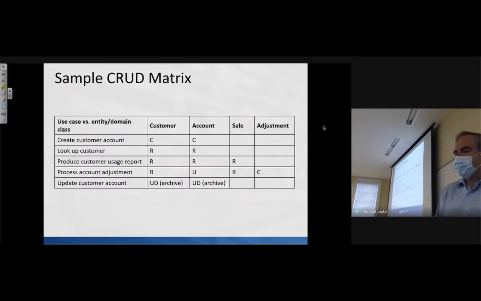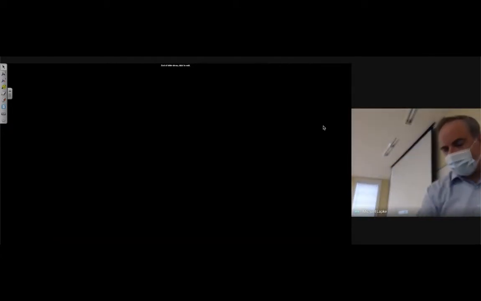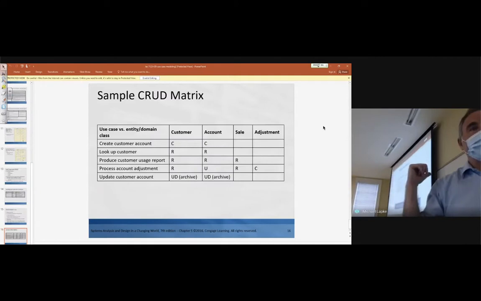So here we see an example of a CRUD matrix where all of the use cases are listed in the first column, and then we have the customer, account, sale, and adjustment, create, read, update. And so where you see the gaps is where you would see additional use cases created. All right, questions on that?